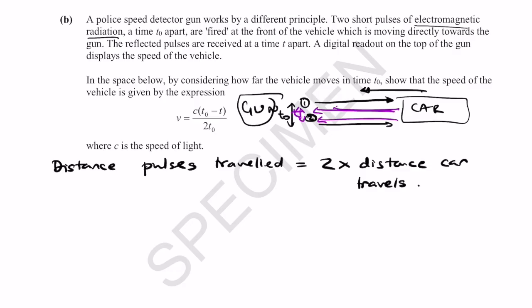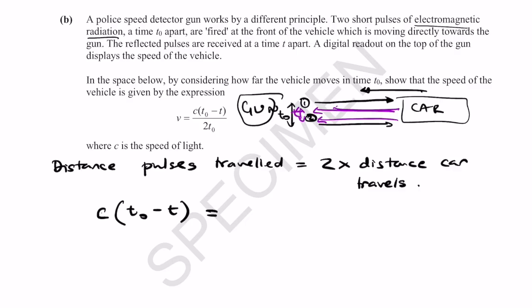We can say that the distance traveled by the pulses is the speed times the difference in time. So they were t naught apart, and then they are received at, well, t apart. Therefore, that's the time that the pulses will travel. That's how long it will take.